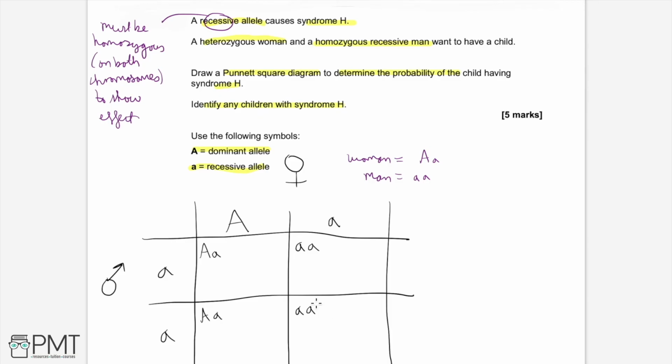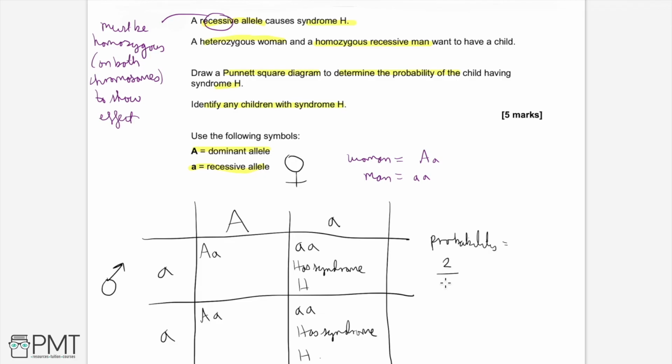We can see that 2 of the possible children will be capital A, lowercase a, which is 1 dominant, 1 recessive, known as heterozygous, and the other 2 will be 2 lowercase a's, meaning they have 2 recessive alleles, known as homozygous recessive. From what we discussed at the start of this question, we said that anyone with 2 recessive alleles will inherit the disease. So, 2 of the children, both of the 2 lowercase a's, will have the syndrome.